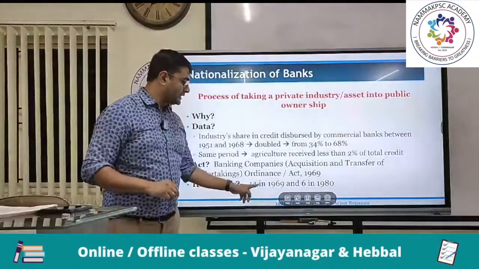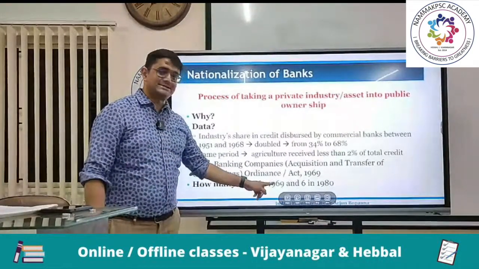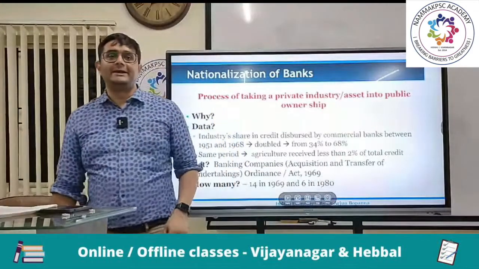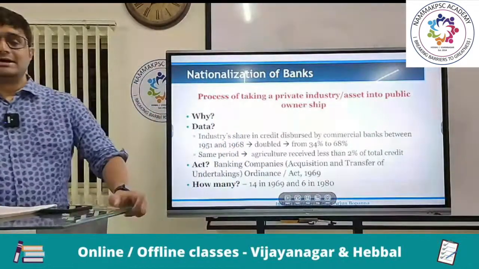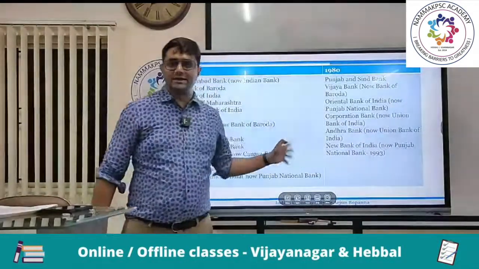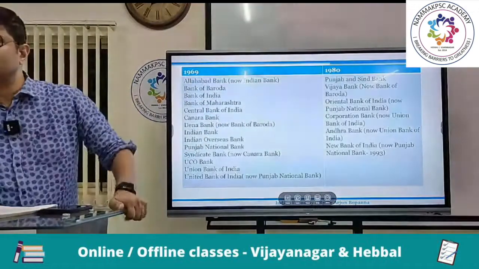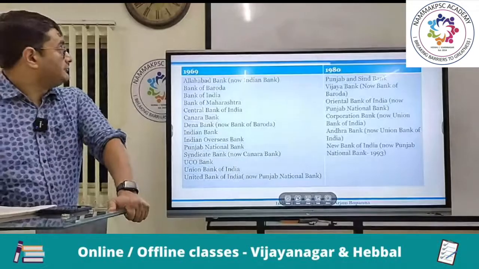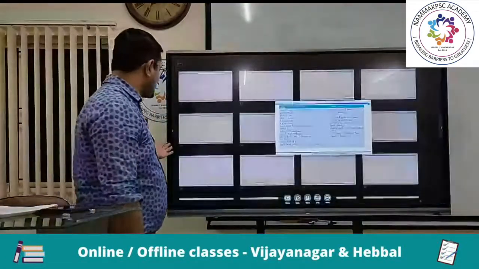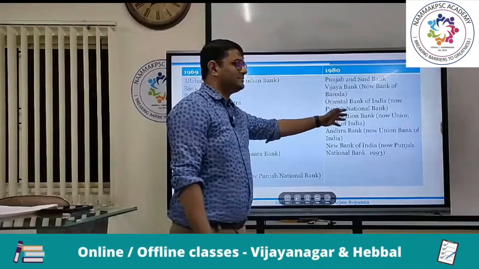So how many? 14 private banks were nationalized in 1969 and 6 banks in the year 1980. Overall, 20 banks were nationalized. This is a list. You don't have to write it down. This is just a list for you to appreciate. Allahabad Bank, Bank of Baroda, Bank of India, Bank of Maharashtra, Dena Bank, Punjab National Bank, Punjab and Sind Bank, Vijaya Bank, so many.